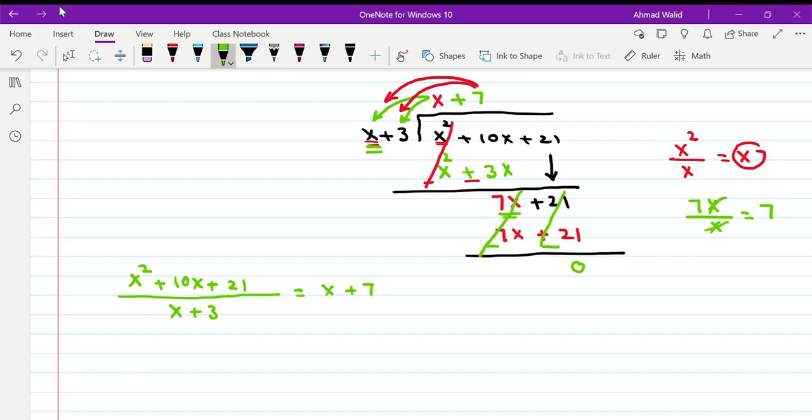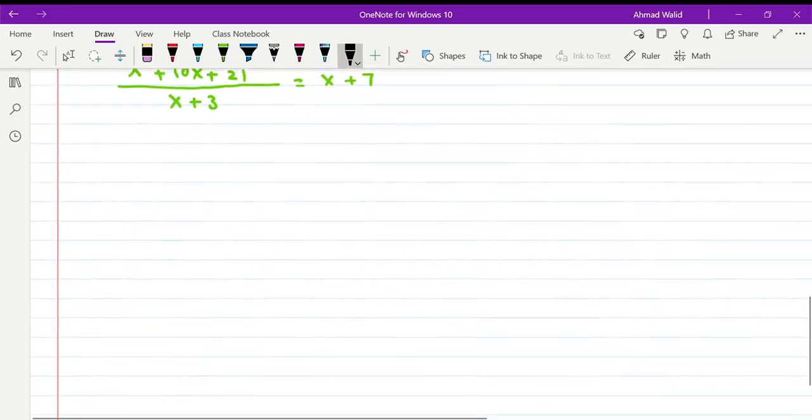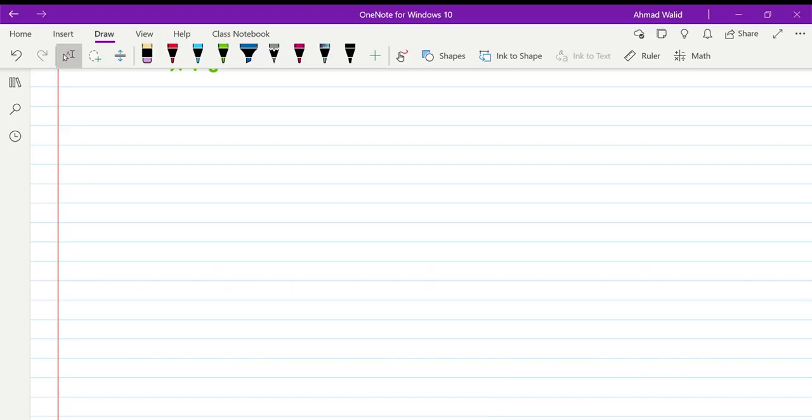We call this method long division. I'll do a few more examples for you, correct? Then later I'll show you another easy way. Let's do another example. Example number 2.